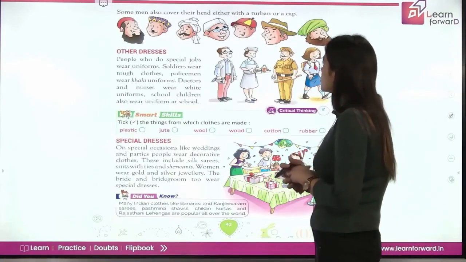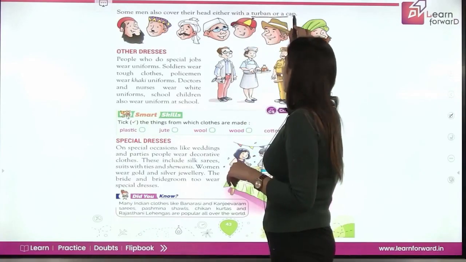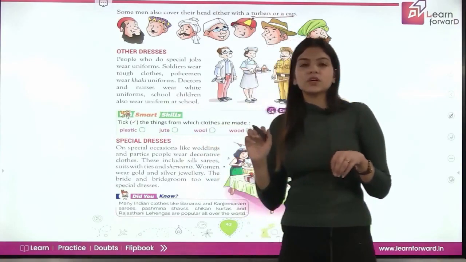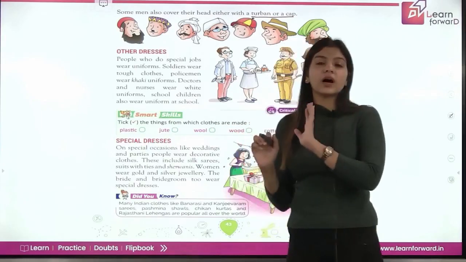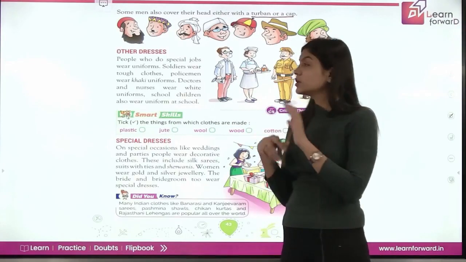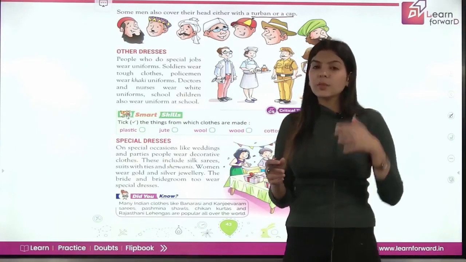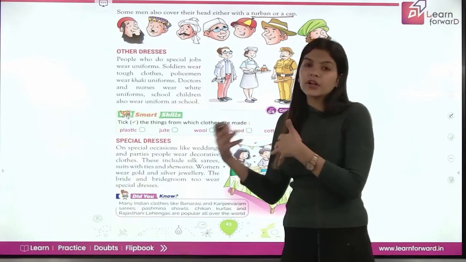Now, some men also cover their head either with a turban or a cap. So you might have seen, if you go to hilly places, or to another state or another part of our country, you will see men covering their heads with different kinds of headgear, right?